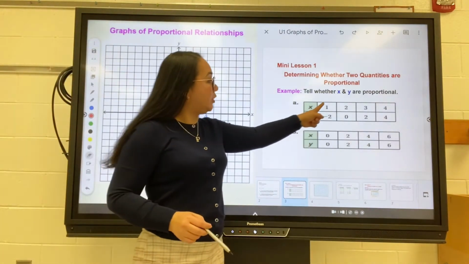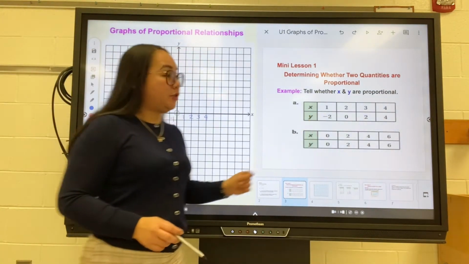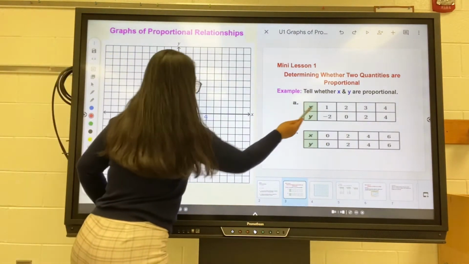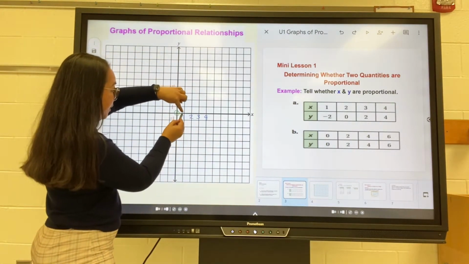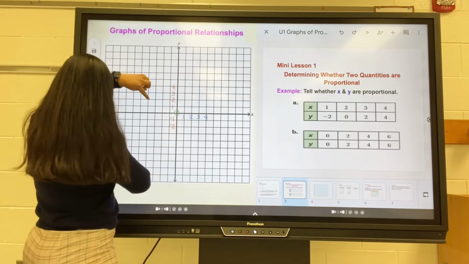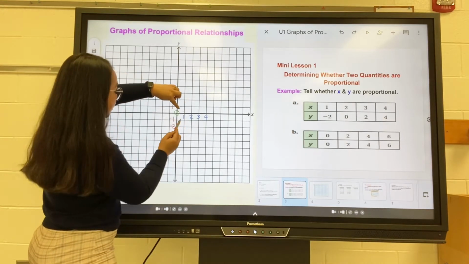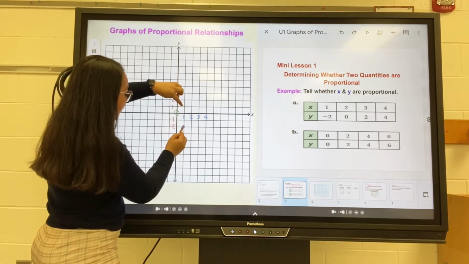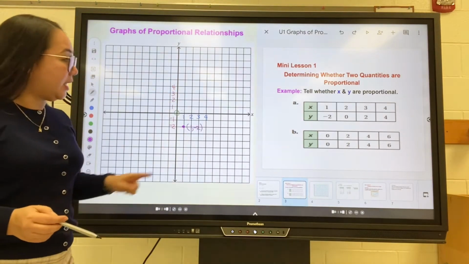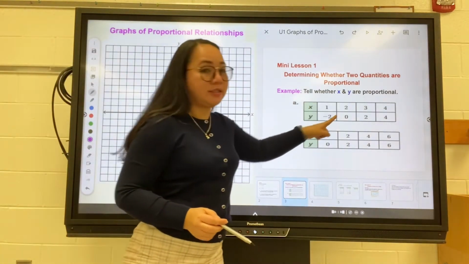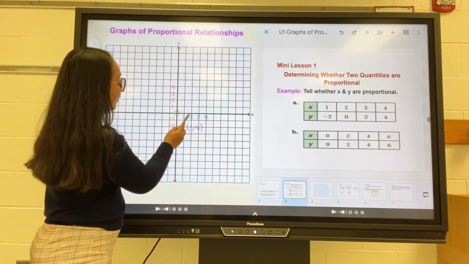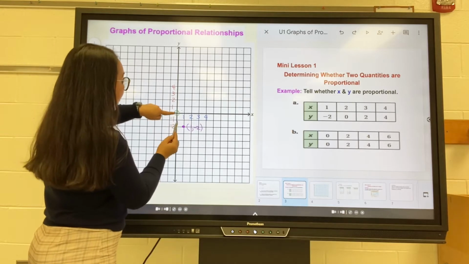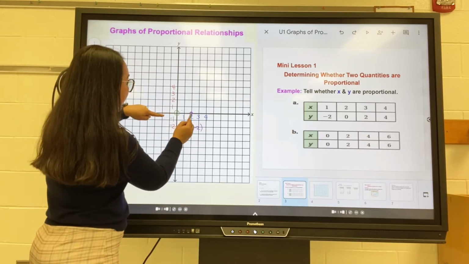So the first ordered pair is 1, -2. So x is 1, so we have here 1, and then y is -2. So from 1 to -2, if we will plot the points, that will be right here. The second ordered pair is 2, 0. So the x is 2, which is this, and then the y is 0. So this is the y, this is the x, so plot the point here.